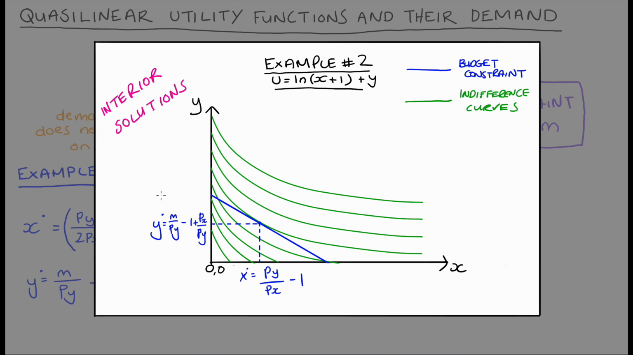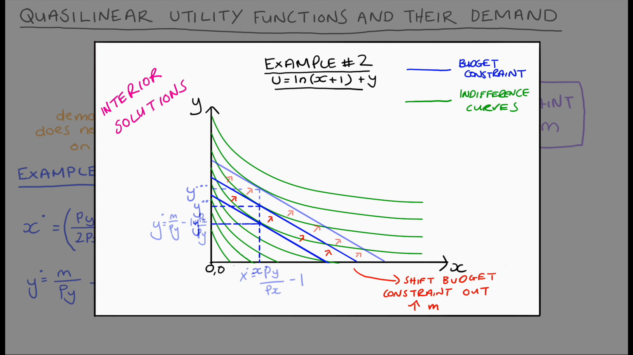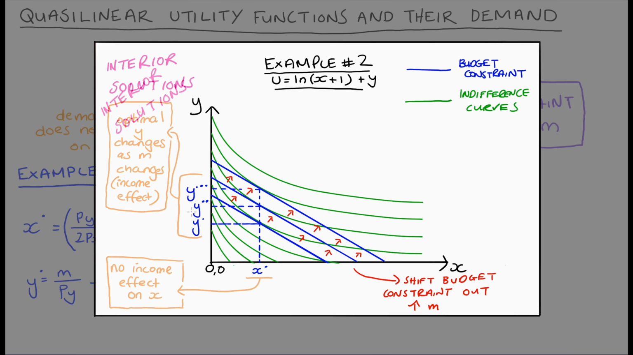Our interior solutions look like this. It looks very, very similar to example number 1. And you can see here the idea about what happens to our tangency point as we increase income is the same. When we increase our income, since our prices aren't changing, our budget constraint remains at the same slope, so it meets the indifference curve at the exact same value of x star. That point of tangency will be at the same x value, just at a higher indifference curve. So the optimal y is different. There is an income effect for y, but the optimal x, if we have these interior solutions, is the same regardless of income.